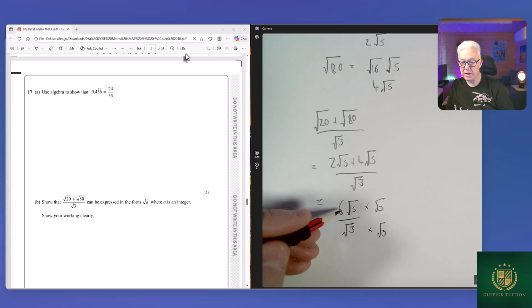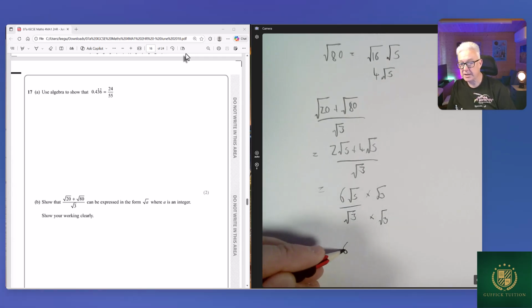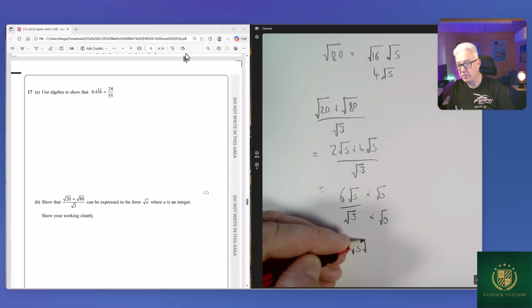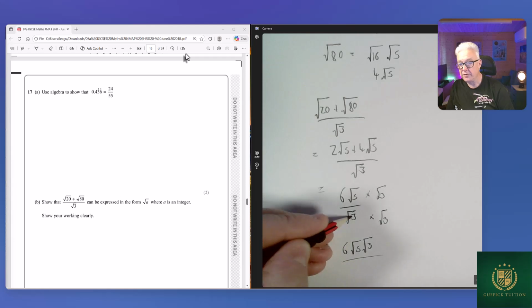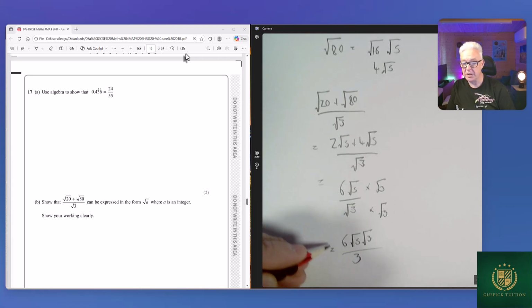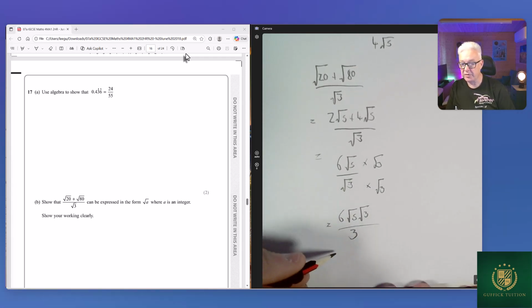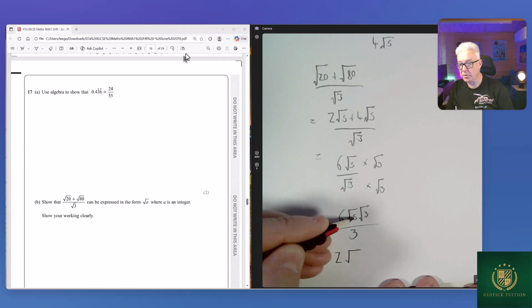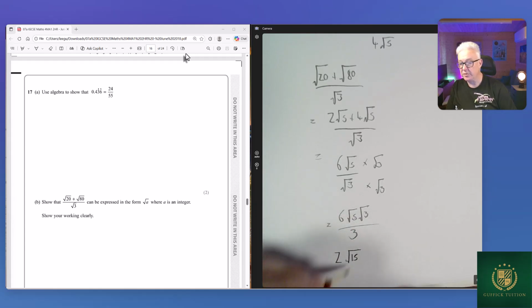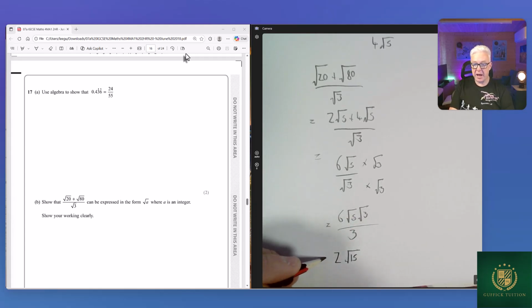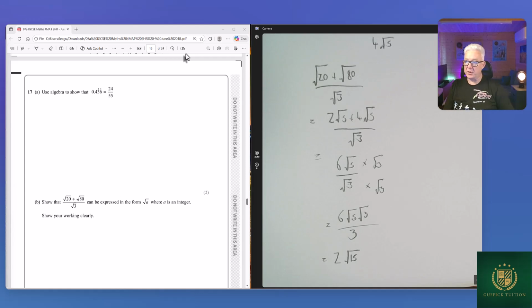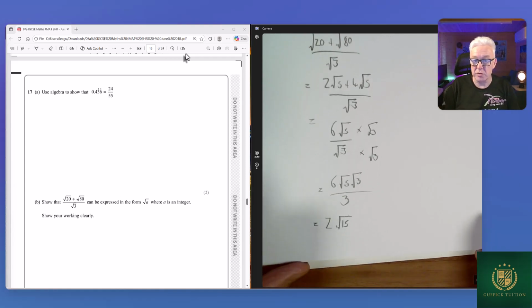So therefore, we're now going to have 6 root 5 root 3 over root 3 times root 3, which is 3. So 6 divided by 3 is 2, and root 5 times root 3 is root 15. So we're almost there. We've not quite got it in the format that we want at the moment, because the question asks for it in the form root A.